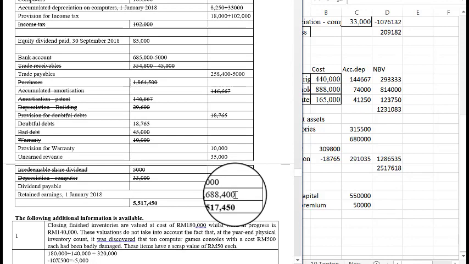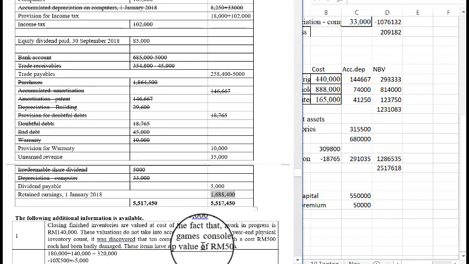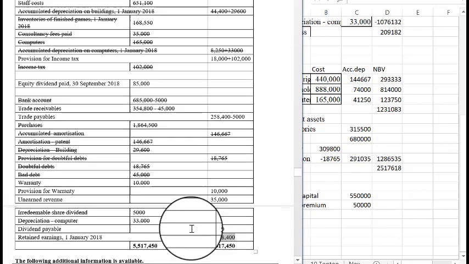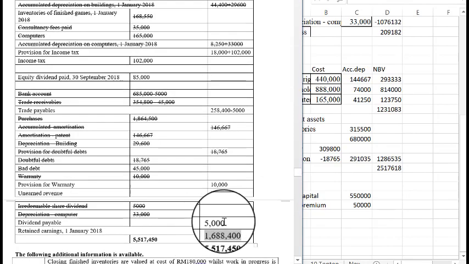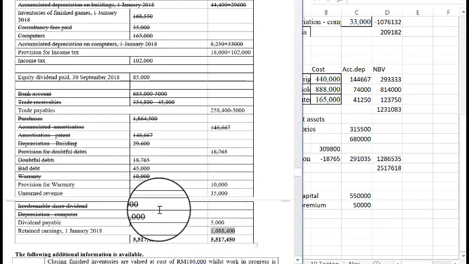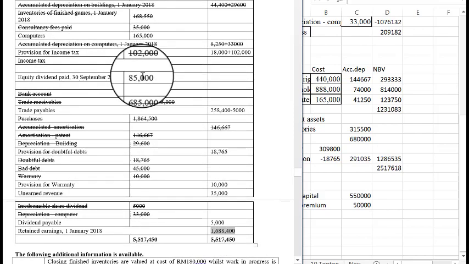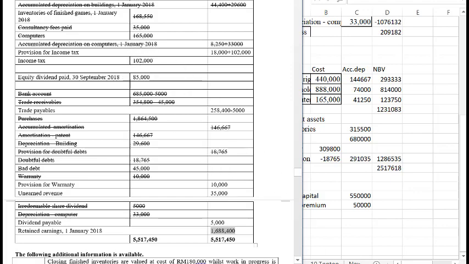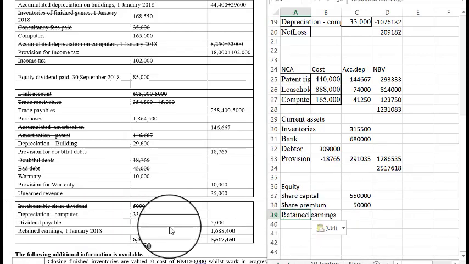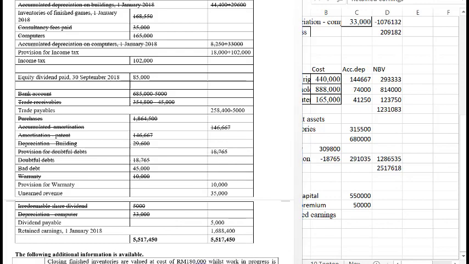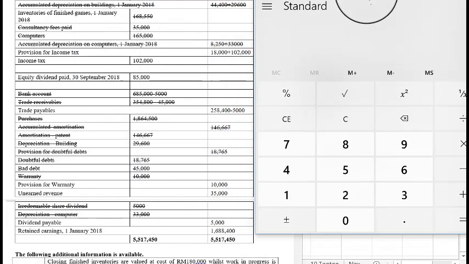Okay, this retained earning. Now this retained earning, bear in mind you have to minus off your dividend payable. So here your dividend payable, this is for redeemable shares, but not for this. The redeemable payables is this amount that we mentioned. So if you minus off this amount, okay, now in order to get your retained earning, you have to do some extra work. You need to use this amount.